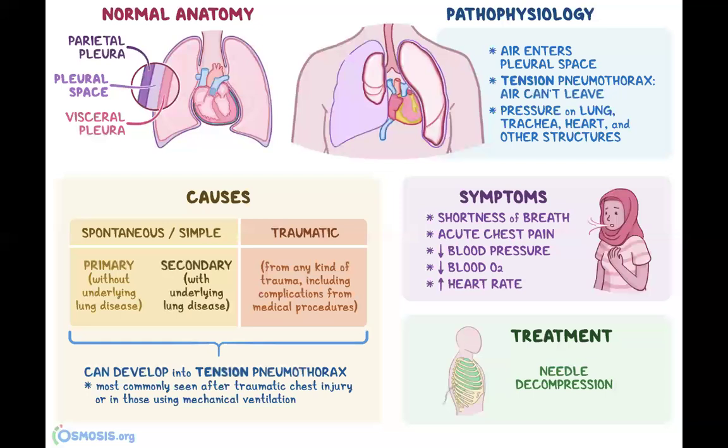So again, normal anatomy, the visceral and parietal pleura are well approximated. When you get a tension pneumothorax, air can enter the space due to tissue damage but not exit. Our causes are spontaneous or traumatic, and of course it can develop into a tension pneumothorax, which is most commonly seen after traumatic chest injury or in those using mechanical ventilation. Symptoms we all are aware of, and then treatment is going to be a needle decompression.